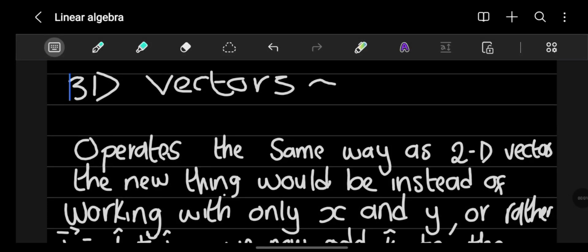To today's new topic, or chapter, where we're doing vectors in 3D for linear algebra.